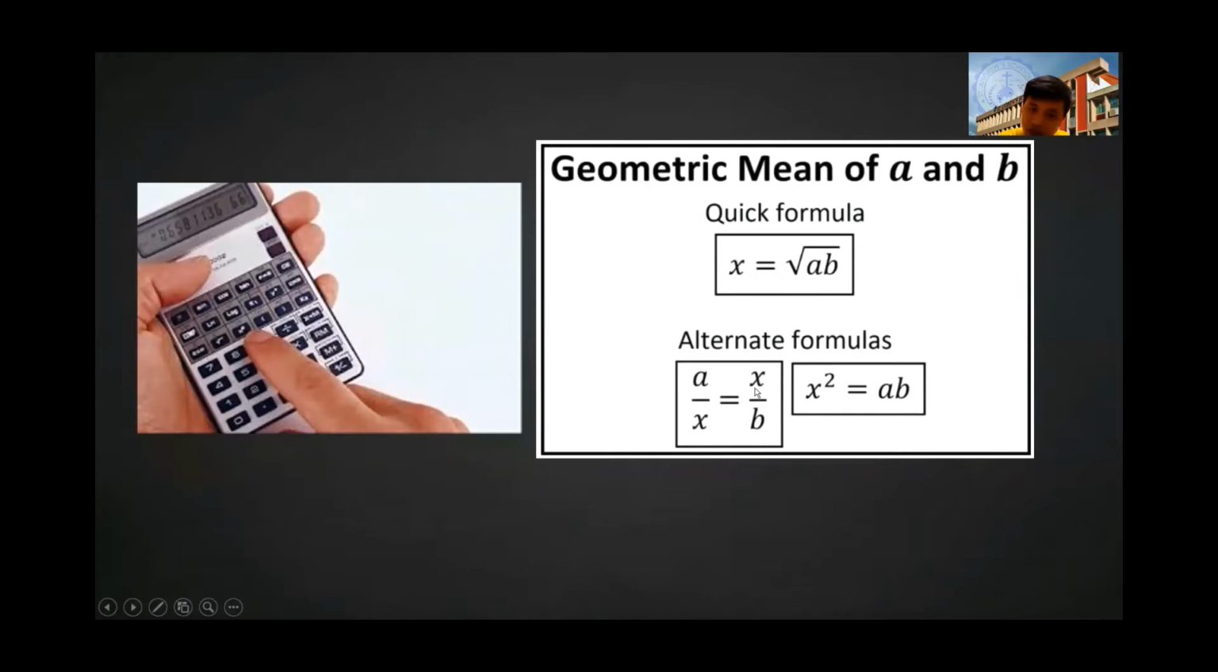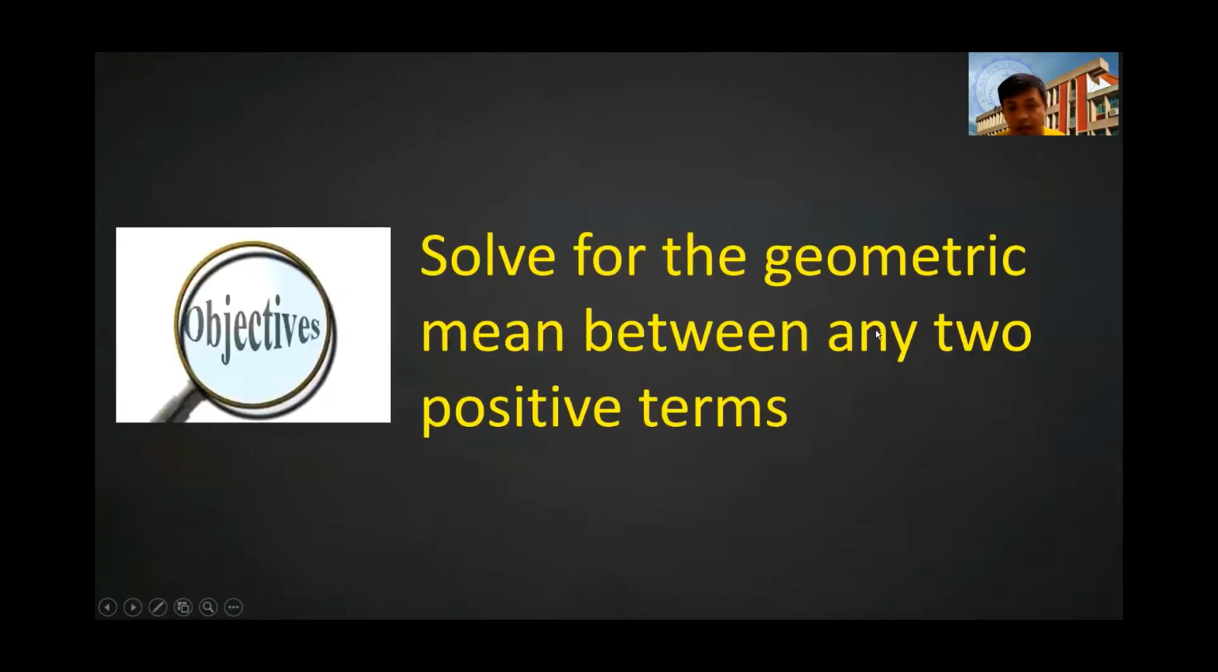If we're going to simplify this, we multiply a times b is ab, and then x times x is x squared. Later, if we take the square root on both sides, we will have x is equal to the square root of ab. So simply, we use the formula x is equal to the square root of a times b.